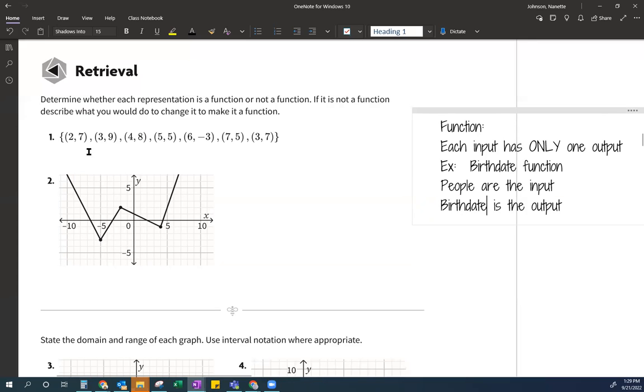Oh, wait a second. Look at that. 3's trying to get by with 2 birthdays, y'all. Look, 3-9, 3-7. No. So this is not a function, right? This one does not represent a function. I'm going to write that down really quick. Sorry, hold on.